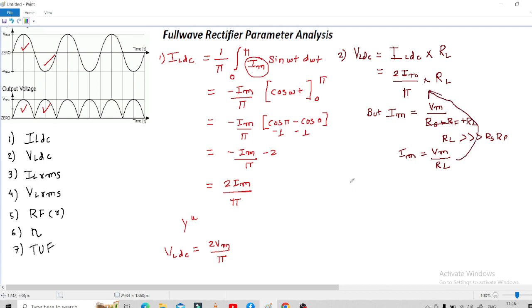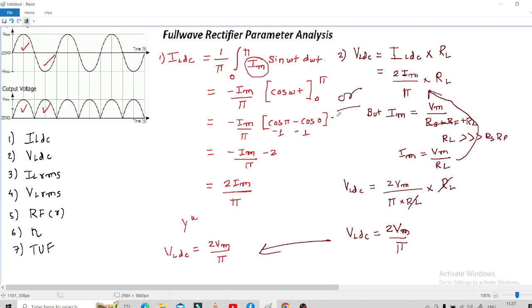You will get VLDC equals 2 Vm whole divided by pi into RL, multiplied by RL. So this RL and RL get cancelled. We are getting VLDC is equal to 2 Vm by pi. It is the same as before. You can go with either method. Both are fine.